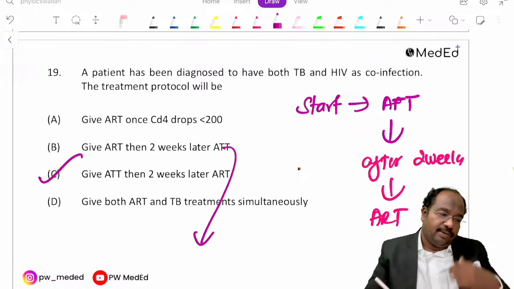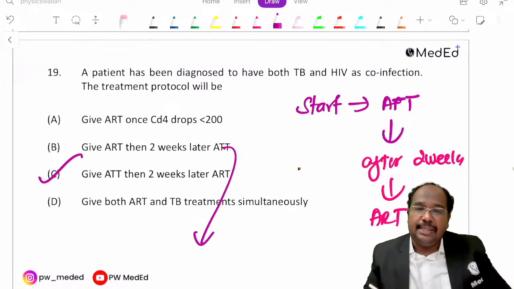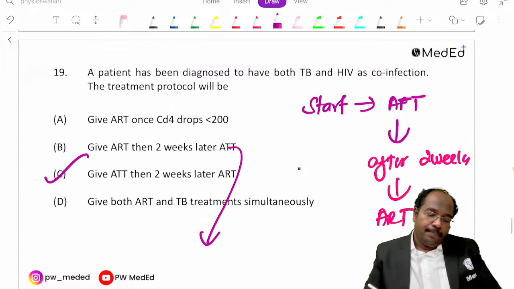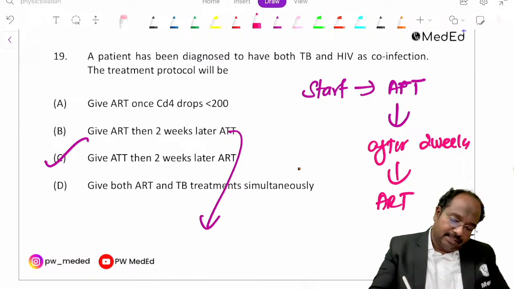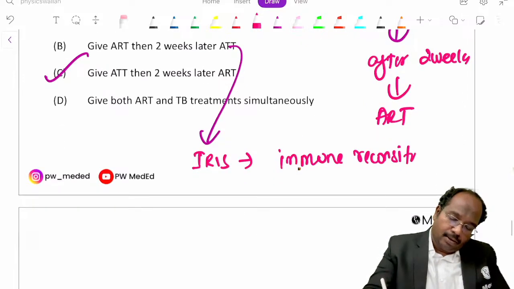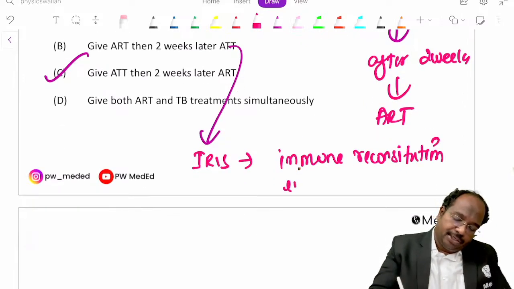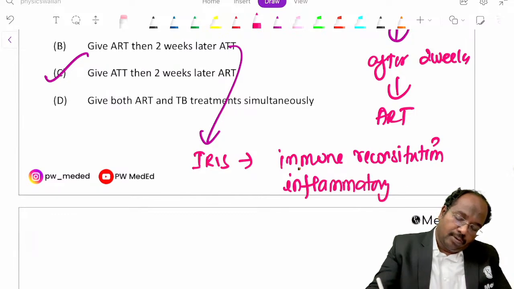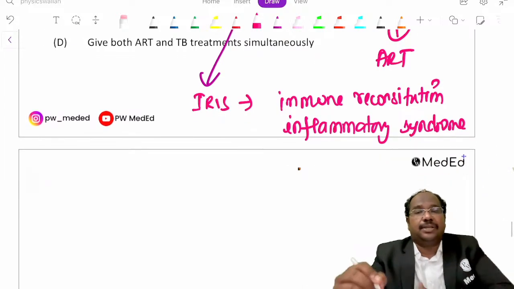But if you do it the other way, first ART and then ATT, it can lead to IRIS. What is IRIS? Immune reconstitution inflammatory syndrome.